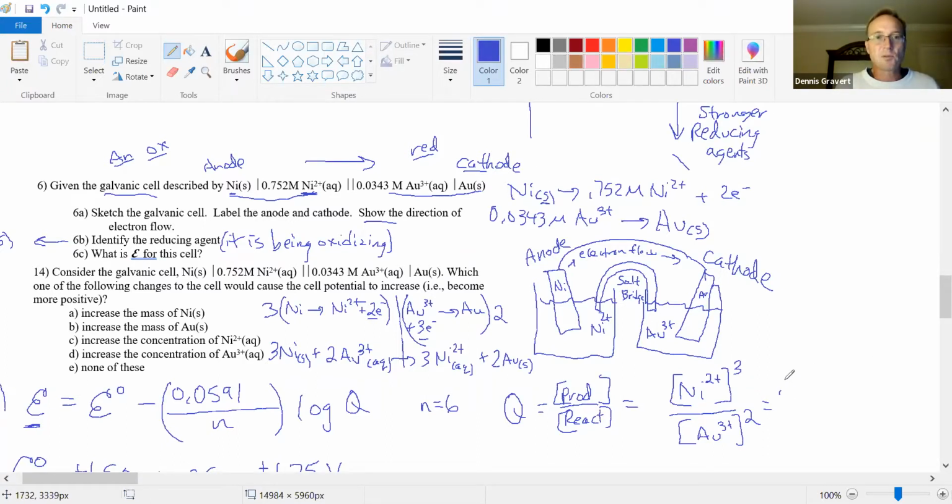0.752 cubed divided by the gold concentration, 0.0343 squared. I'm looking over here at my notes. You put that in your calculator and I got 361. I don't know if I carried enough significant figures, but let's just run with it. I will not be nitpicky on sig figs for the test.